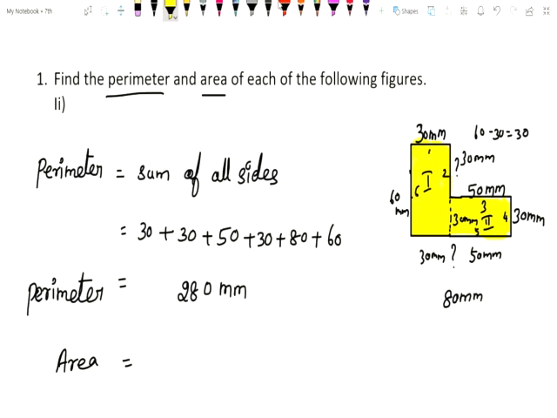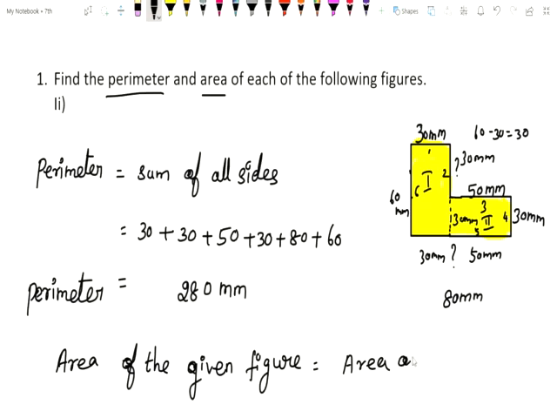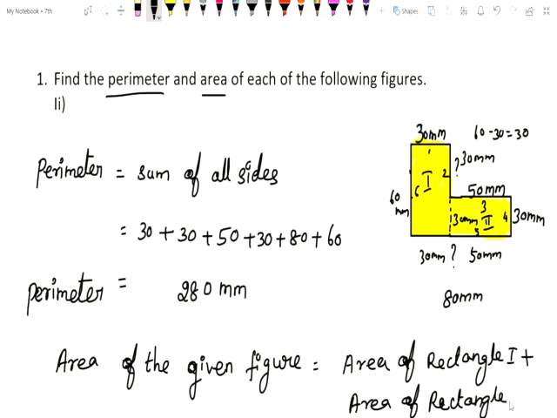Okay. So area of a rectangle, what is the formula, children? L into B. Okay. So area of the given figure equal to area of rectangle 1 plus area of rectangle 2.